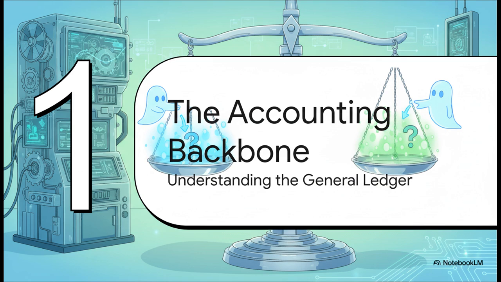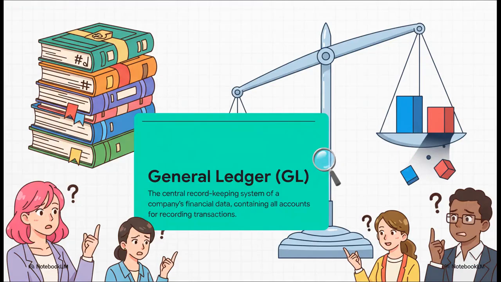Before we can even begin to talk about a trial balance, we have to start at the source. We have to understand the foundation of it all, the general ledger. So what in the world is the general ledger, or the GL, as you'll always hear it called? Honestly, the best way to think about it is as the master book of accounts. It's the central hub, the one place where every single financial transaction a company makes eventually lives.